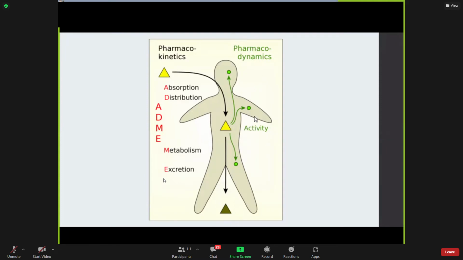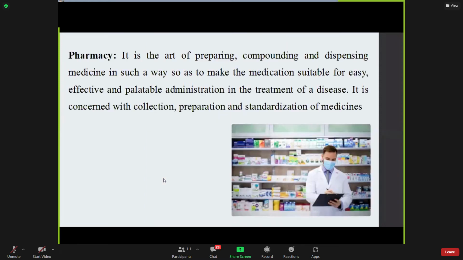So it is the study of effects of drugs in the various tissues of the body by acting on some receptors or by altering some physiological or pathological functions. So these all are covered under pharmacodynamics.